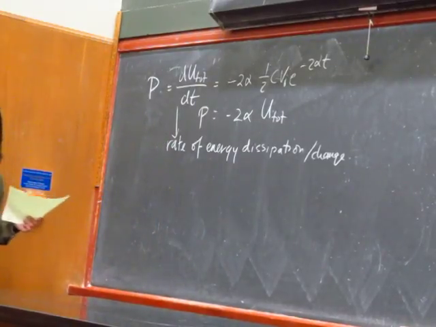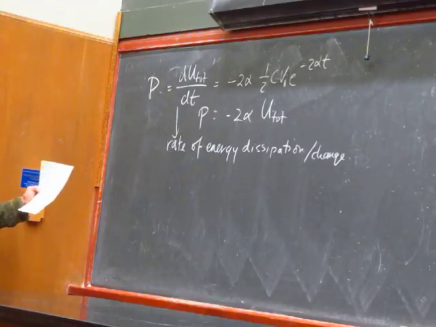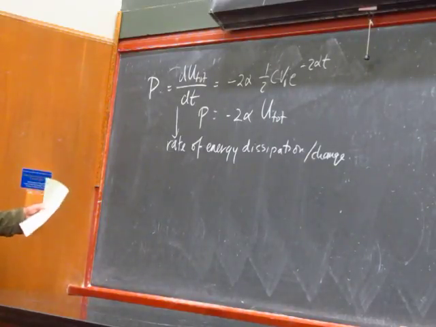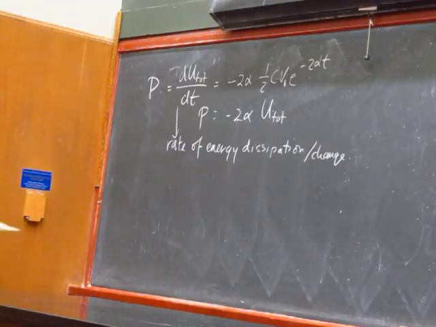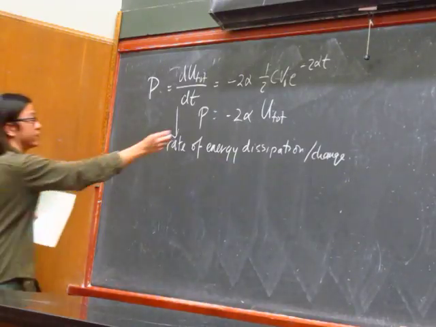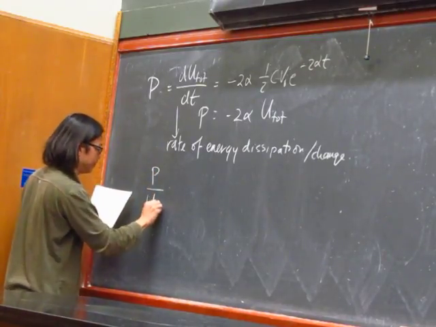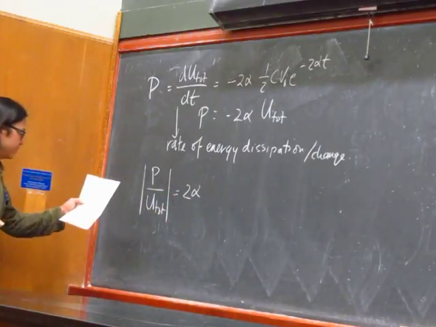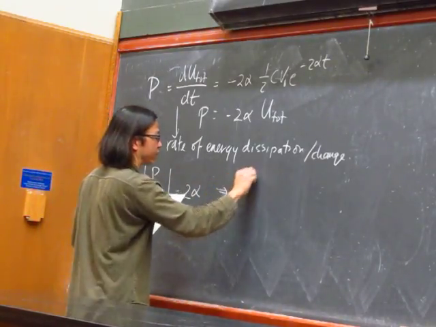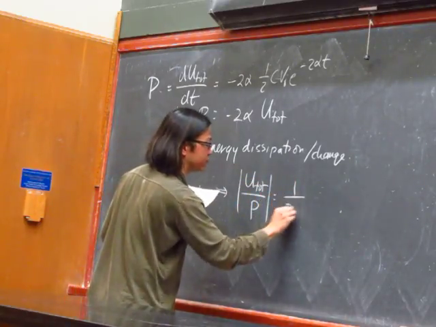Okay. Any questions so far? Let me rewrite this equation. There is a reason I want to do all this. Let me write U total over P, and that becomes equal to 1 over 2 alpha. Therefore, U total over P is equal to 1 over 2 alpha.